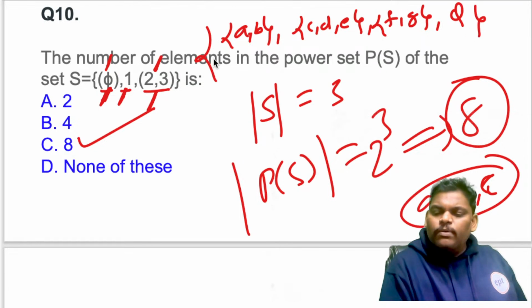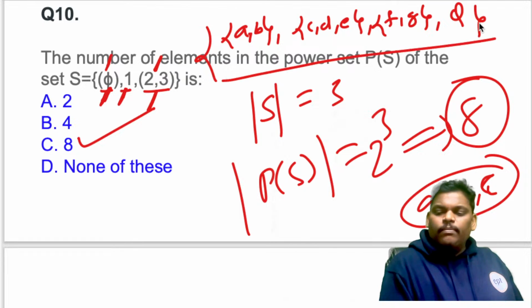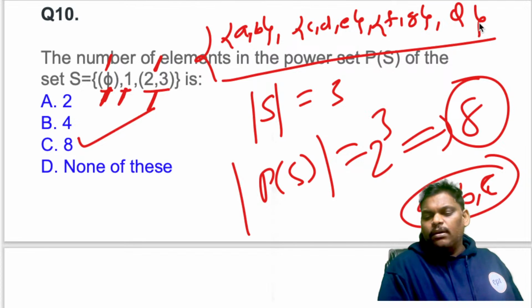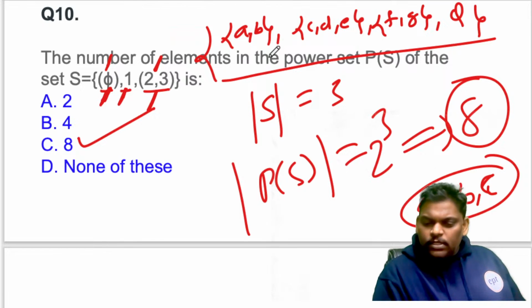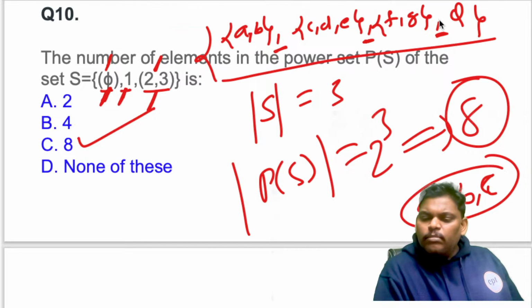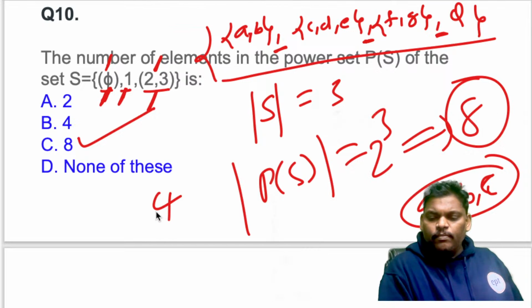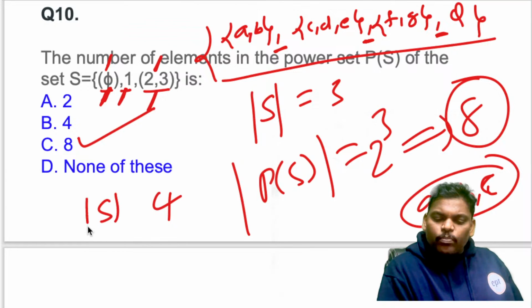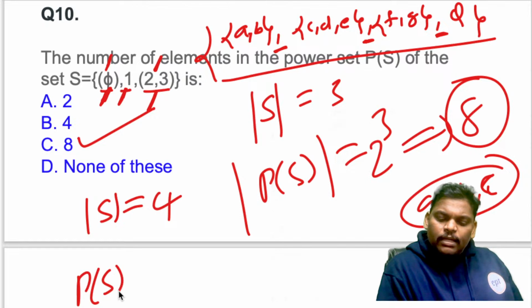How many elements does this one contain? Don't go inside one element and don't check. Just see the commas outside. Only check outside commas: 1, 2, 3. 3 commas are there, which means 4 elements. S contains 4 elements. The power set of S contains how many? 16.